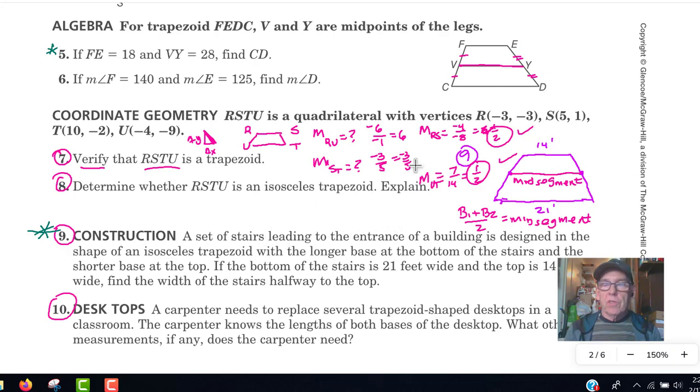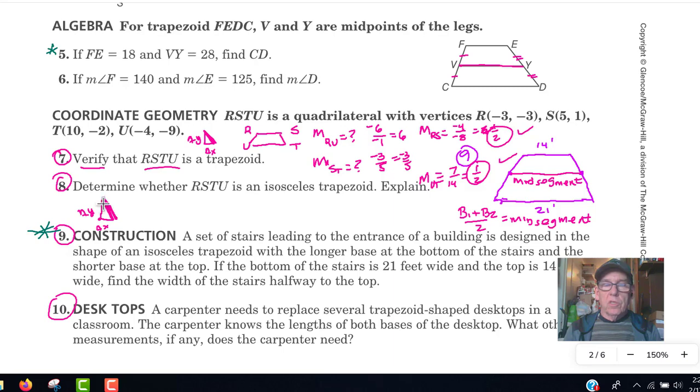Now to see if this is an isosceles trapezoid, again, we're going to check the length of the legs. If the lengths of the legs are the same, like if RU is the same as ST, it's isosceles. So let's look for the distance. Now the distance is using a right triangle idea. We're going to find the length of the hypotenuse of this right triangle. So it's the change in x squared plus the change in y squared, and take the square root of that.